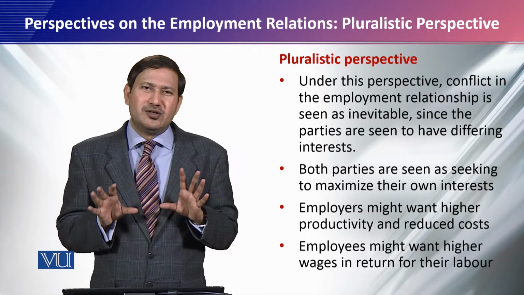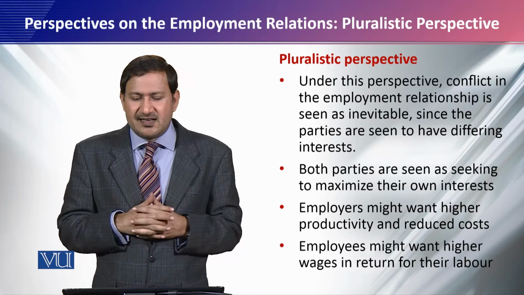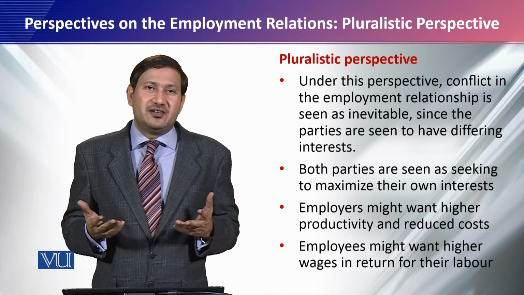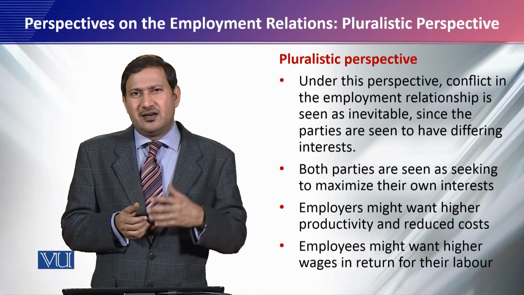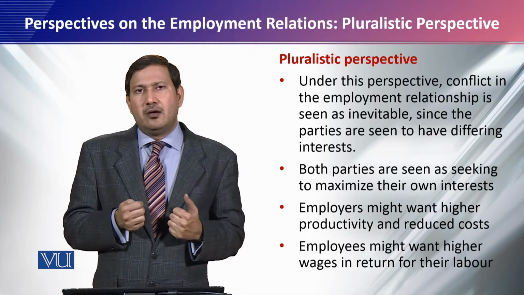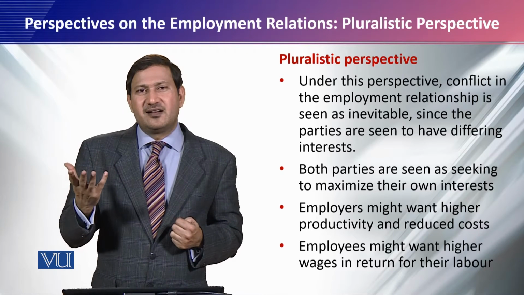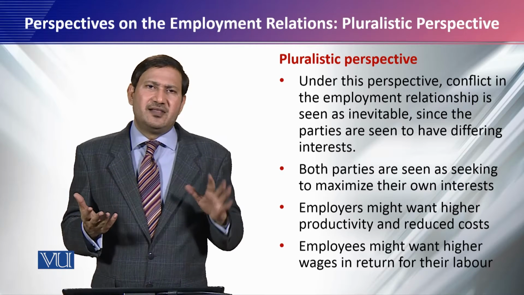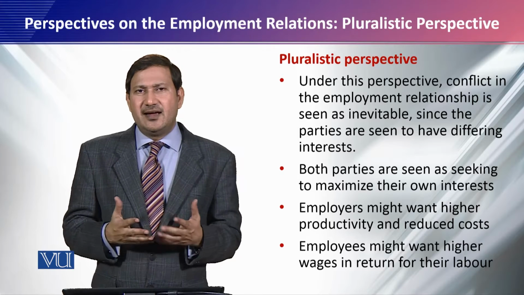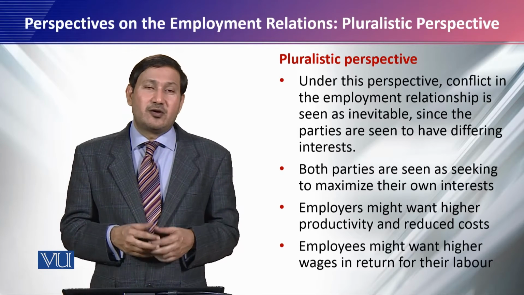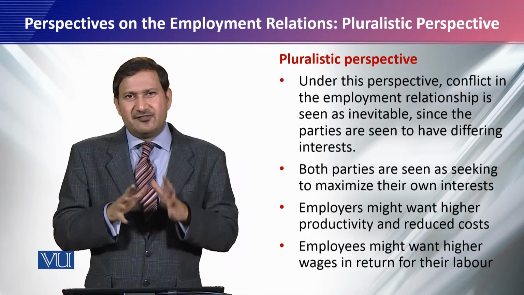But however, according to the pluralistic perspective, we say conflict is inevitable because both parties are seen to have a differing or a different interest. Do you believe that? What is your perspective? That employees have a different perspective, or employees' benefits are in a different thing, while employers' benefit or interest are in a different thing. If you believe that both are different and there is no uniform interest, then there is very likely that conflicts will occur. The question is, if the conflicts will occur, then how they should be resolved. So we will talk about that definitely in this chapter.